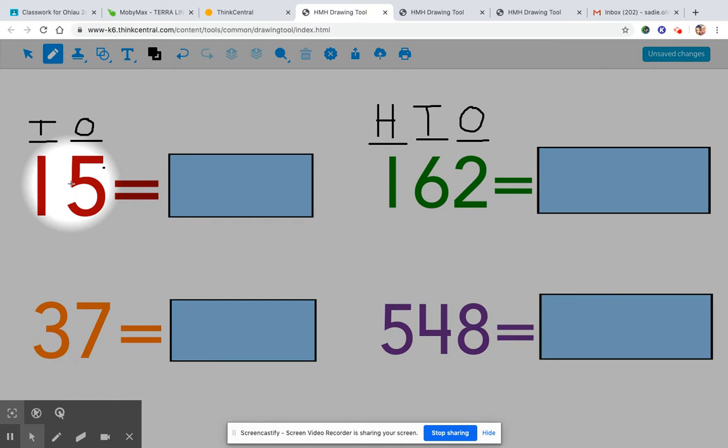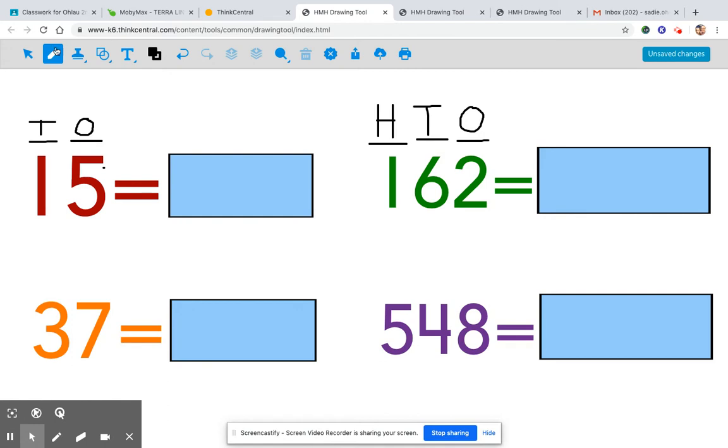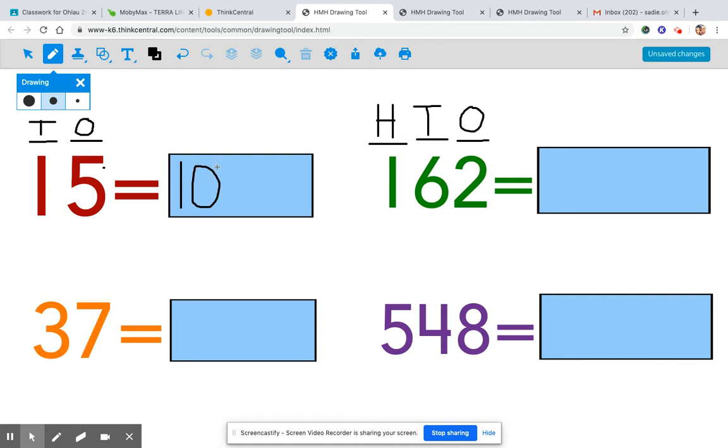Our first number here is 15, and what I'm going to do with expanded notation is look at what is in my tens column and what is in my ones column and decide what those numbers really mean. So in my tens column, I have 1, but that doesn't mean just 1, that means 1 ten. So the way that I write that in expanded notation is 10 plus, now I look at my ones and decide, okay, it looks like I've got 5 ones. So I have 10 plus 5. 10 plus 5 equals 15.